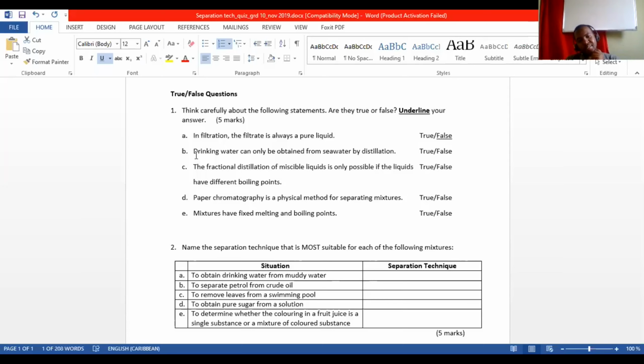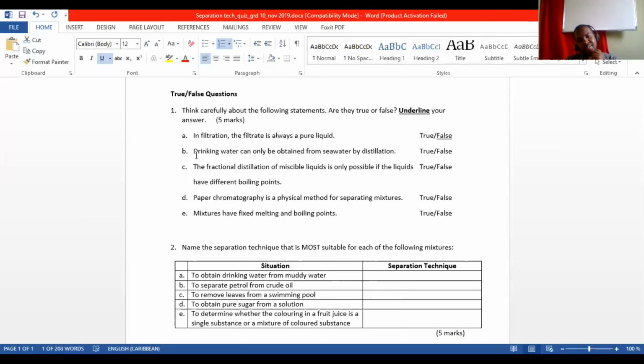It says, think carefully about the following statements. Are they true or false? Underline your answer. A, in filtration, the filtrate is always a pure liquid. What would that be? True or false? False. Yes, that's correct. There is hardly any case where it is actually pure when it is filtered. It always has a little bit of the residue in it, so it's not pure.